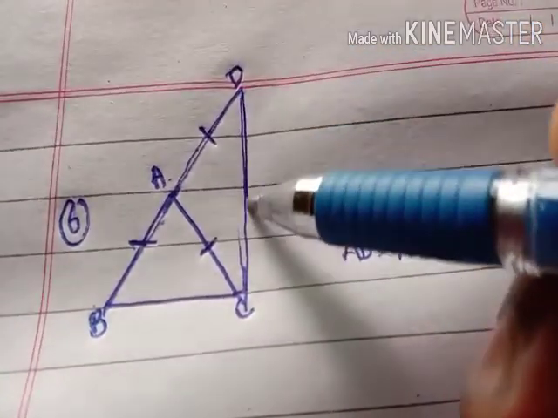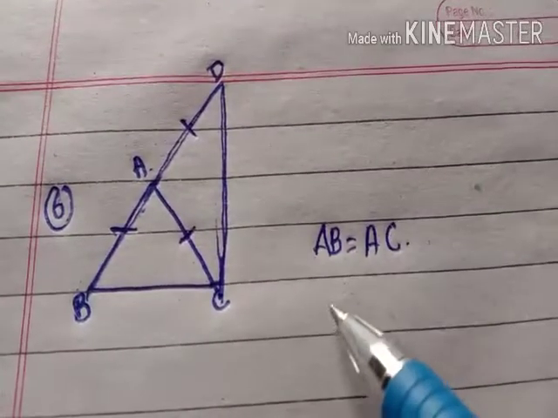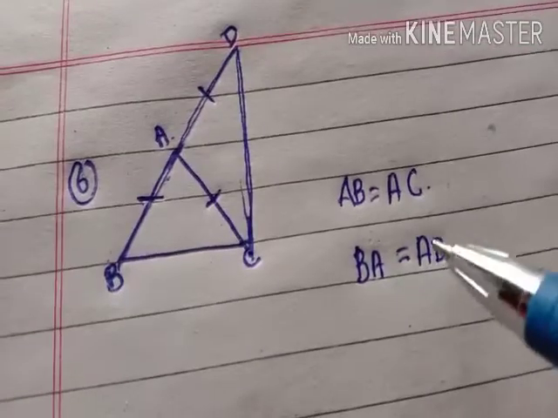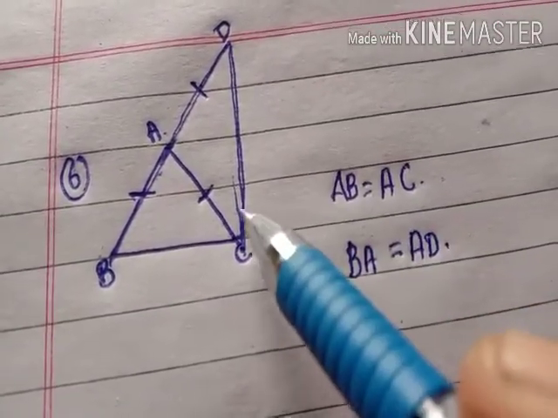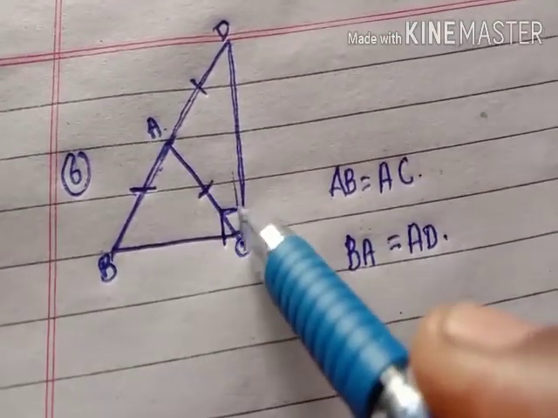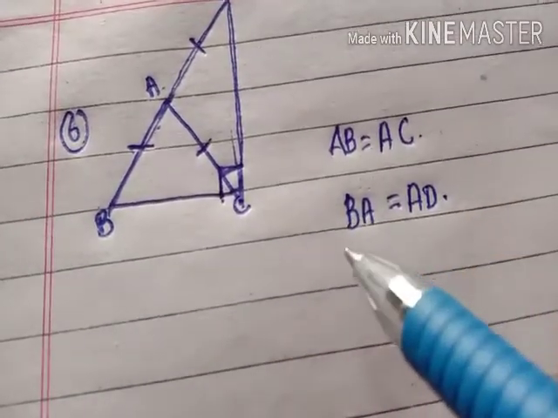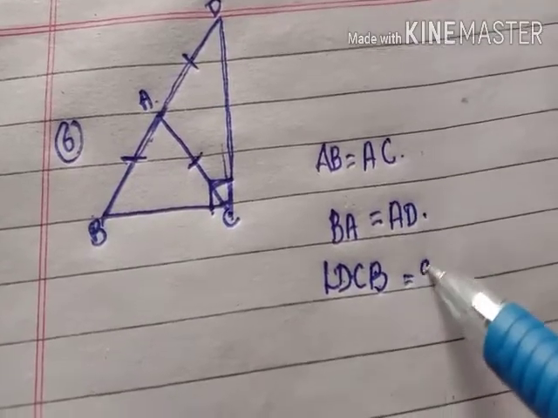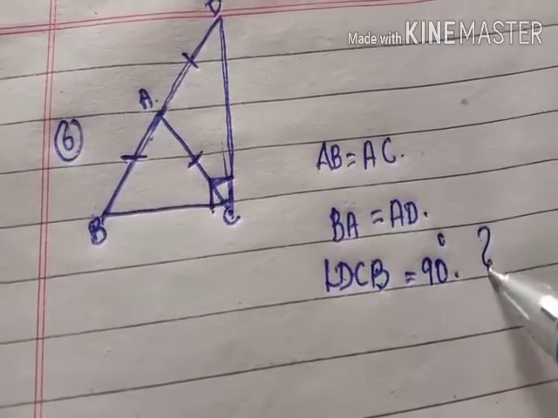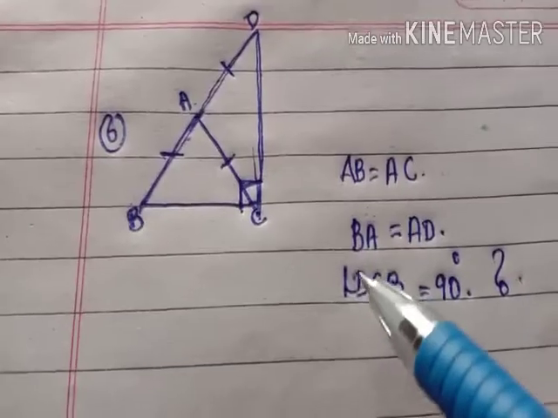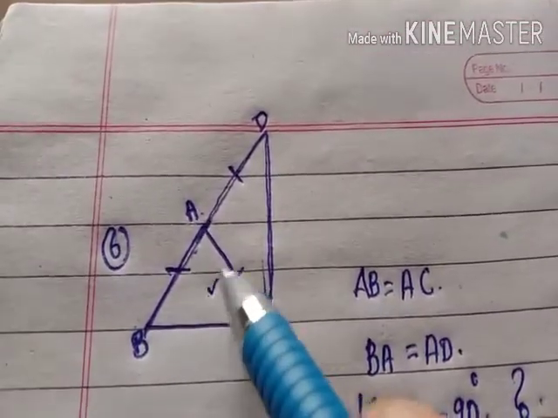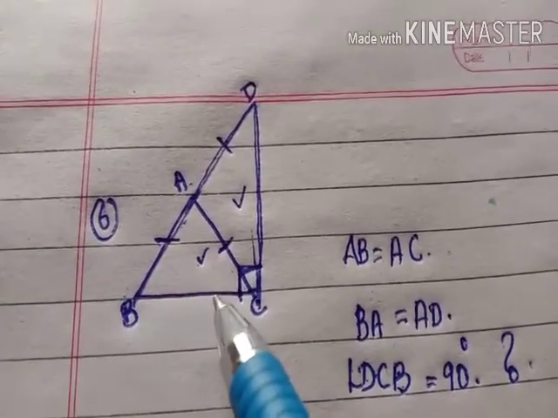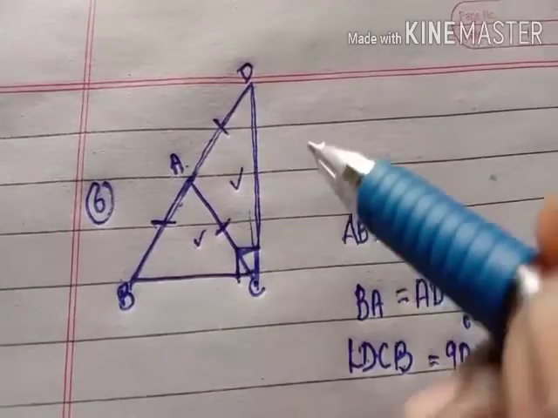So listen, BA is equal to AD, that is given in the question. Here we need to prove, listen, the angle BCD or DCB. Angle DCB or BCD equal to 90 degrees, that we need to prove. So listen, AB and AC are equal. AB and AD are equal. That means all the three sides are equal.